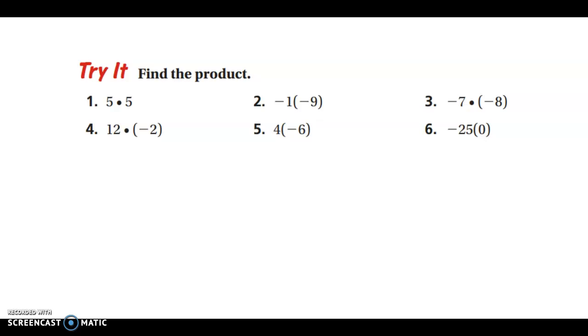So let's try some here together. The first one, 5 times 5. Well, I know 5 times 5 gives me 25. So that's just going to be 25. Number 2 is negative 1 times negative 9. They have two of the same sign, so my answer is going to be positive. So my answer equals 9. Number 3, they both have the same sign, so it's just telling me 7 times 8, which gives me 56. Number 4 has opposite signs, a positive and a negative, so I already know my answer is going to be negative. 12 times 2 is 24.